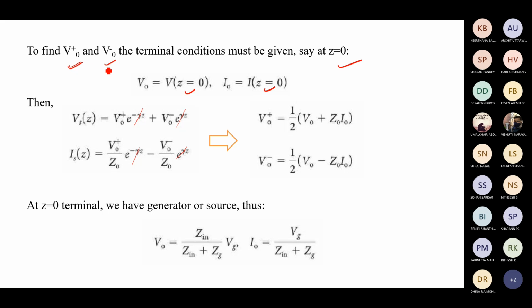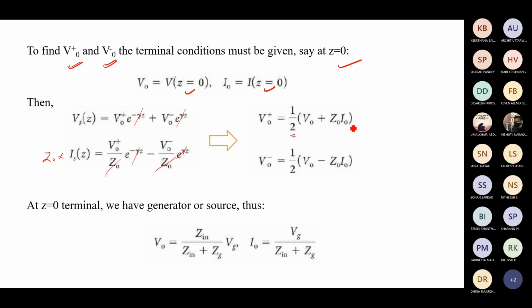Now we can easily calculate the incident and reflected components, because we just have to rearrange this equation. How to do that? You multiply this entire equation with Z0, so this Z0 will be cancelled. Now when you add, you will get V0 plus, and when you subtract, you will get V0 minus. I believe you can easily understand the mathematics behind that. When you do that, you will get 2 times, which is why in the denominator you have 2. So 2 V0 plus is nothing but V plus Z0 I.